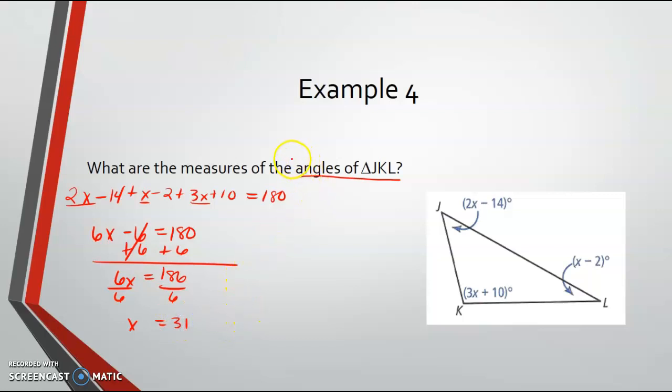Now, again, we're not wanting what x equals, we're wanting each angle. So from here, we've got to plug back in. Angle J would equal 2 times 31 minus 14. And 2 times 31 is 62, minus 14 equals 48 degrees. So angle J equals 48 degrees.